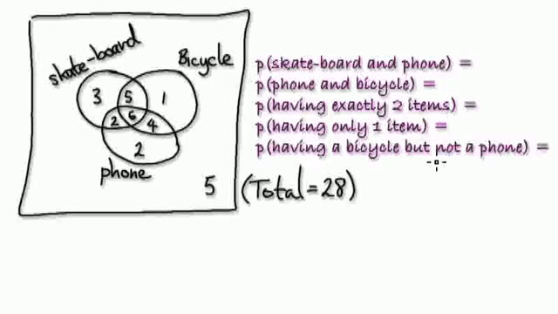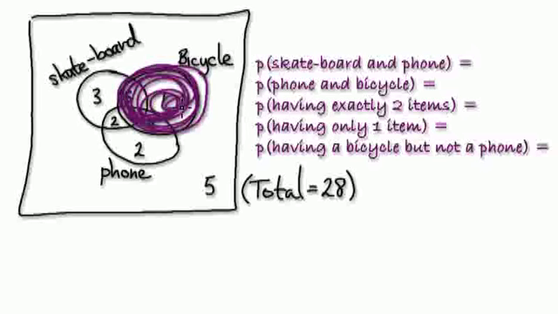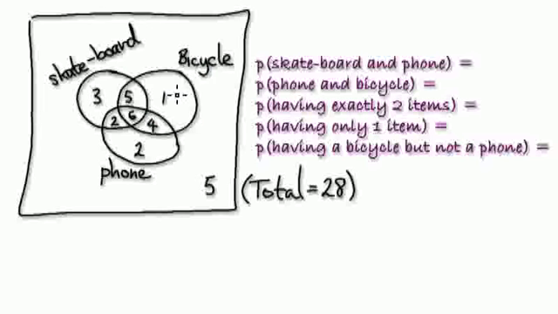Okay, and having a bicycle but not a phone. So anyone in here would have a bicycle, but not a phone. We don't want a phone, so we have to get rid of this here. So it's basically all these here inside here. Having a bicycle, so it would be bicycle here, bicycle here. But if you come from here, then you also have a phone. If you come from here, you would also have a phone. So the answer to the last one would be 6 out of 28. Okay.